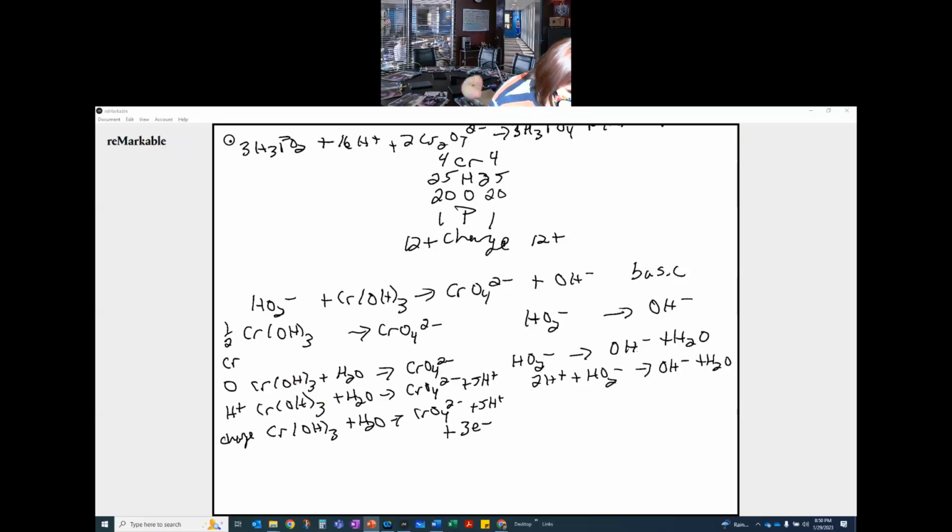Then, so I have, those are equal. So I have 2 H plus that are not equal. I need to add 2 electrons. 2 e minus plus 2 H plus plus HO2 minus gives OH minus plus H2O. Okay, awesome. Not the same number of electrons. So I'm going to multiply this one by 3. This one by 2.